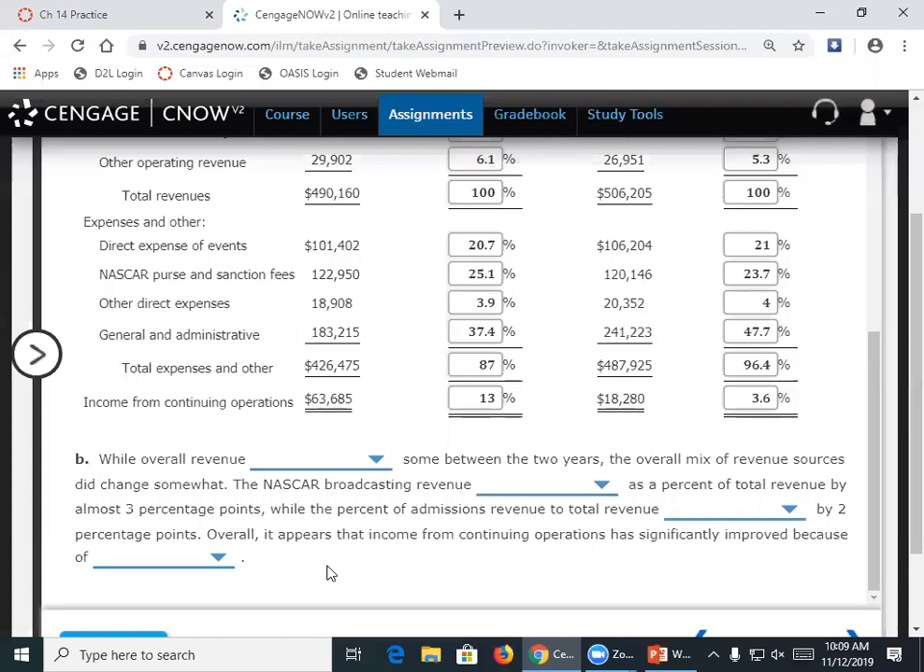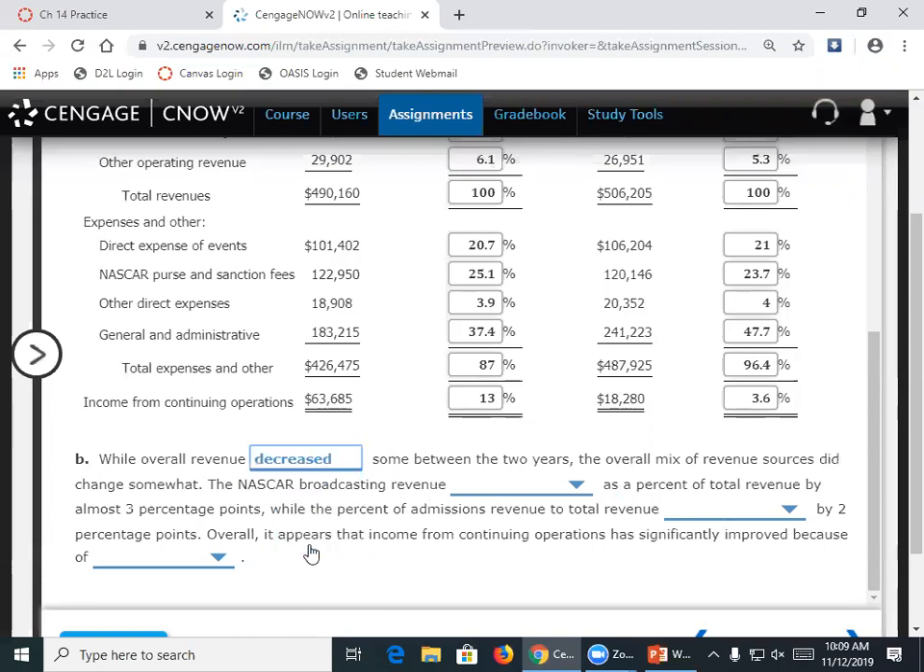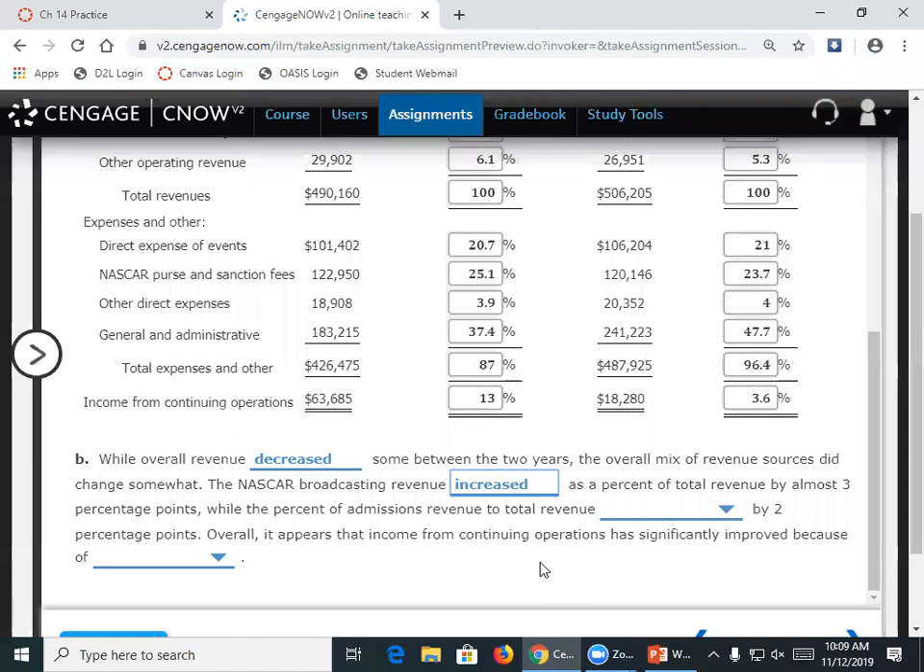It says, did overall revenue increase or decrease between the 2 years? Decreased. Good. We saw an overall revenue decrease between the 2 years. The overall mix of revenue sources did change somewhat. The NASCAR broadcasting revenue, did it increase or decrease? It increased, yeah, very good. Increased as a percent of total revenue by almost 3 percentage points.